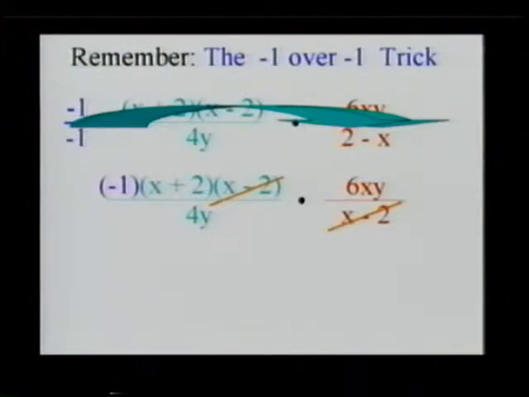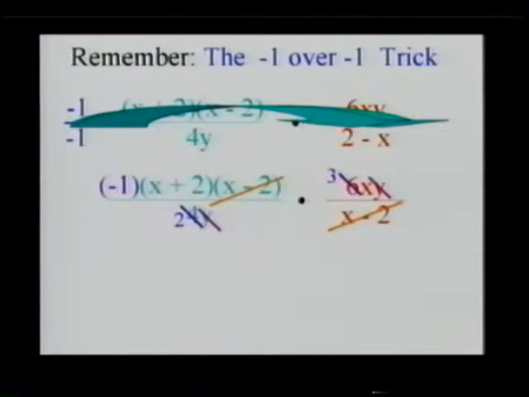Those x minus 2's are exactly alike, and I can use the identity element to cancel them, dividing top and bottom by the same thing. Anybody else? Oh, there's some y's. They're out of here. And the 4 and the 6 are both divisible by 2. 4 divided by 2 is 2. And 6 divided by 2 is 3.